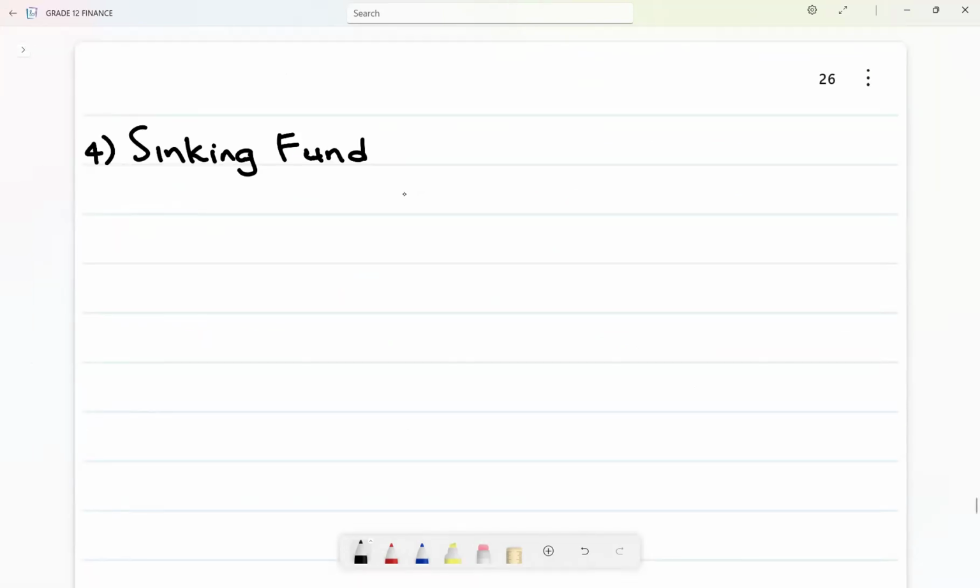Sinking funds. What exactly are sinking funds? Okay. If I were to explain it in simple terms, it is the amount that you will need in the future to buy a certain product that you already have, but you want to replace it. Let me make a simple example that you will maybe understand.